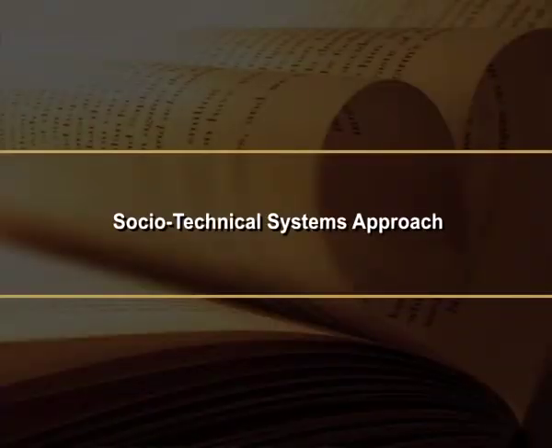Socio-technical systems approach. This approach believes that to solve organizational problems, it is not enough to look at the cooperative social systems alone, but also at technical systems, methods and machines, and how they affect and are affected by social systems. The real pattern of behavior in the organization is determined by the interaction of the two.